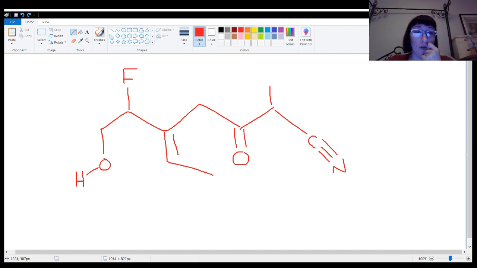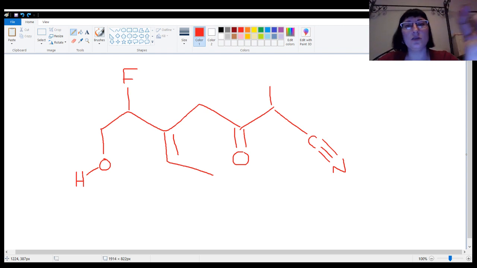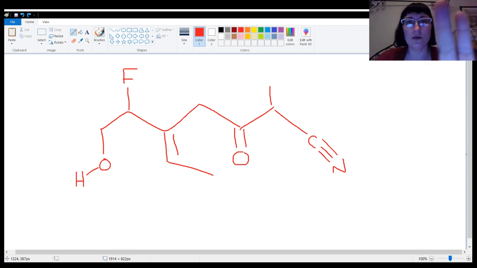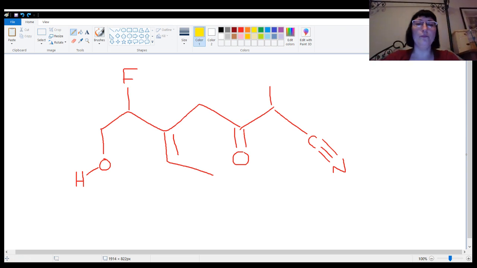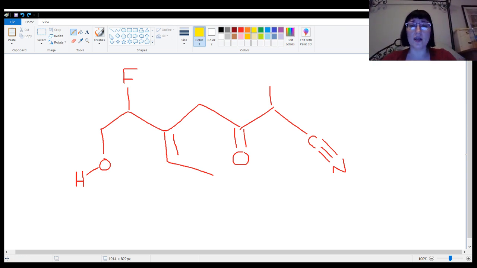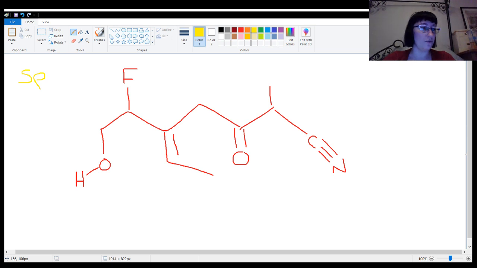So on this molecule, I'll go ahead and use yellow. I want you to try and find and label all of the sp hybridized. Those should be easy to find because there's very few of them.